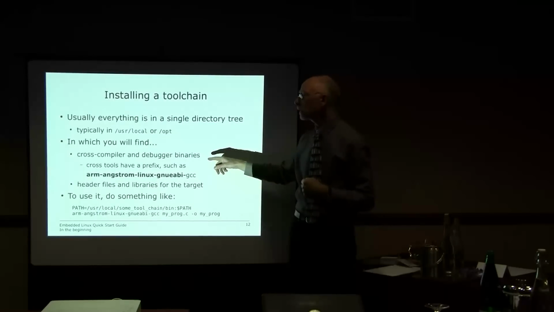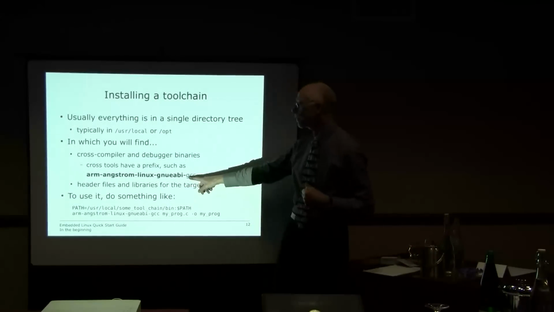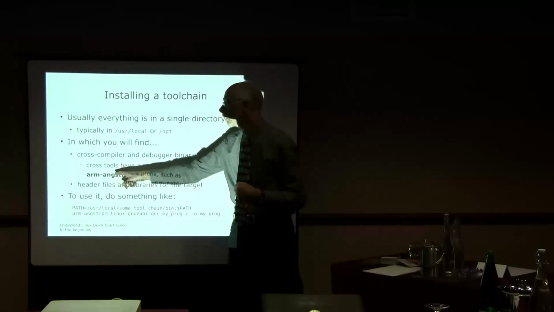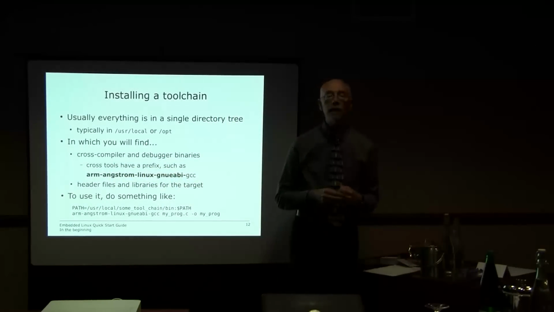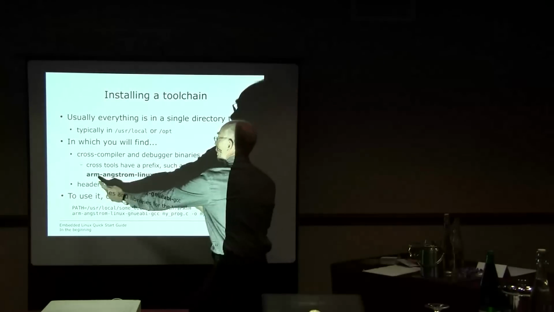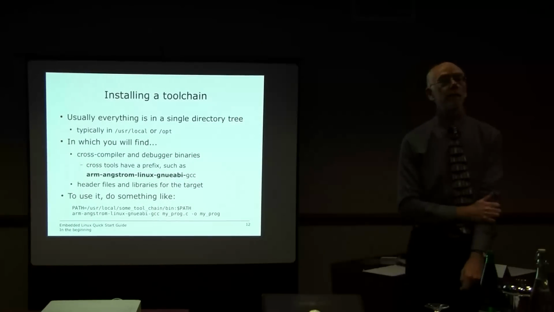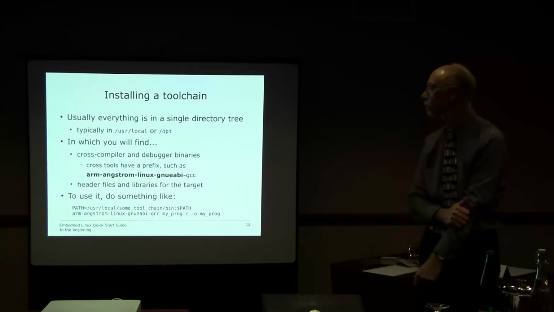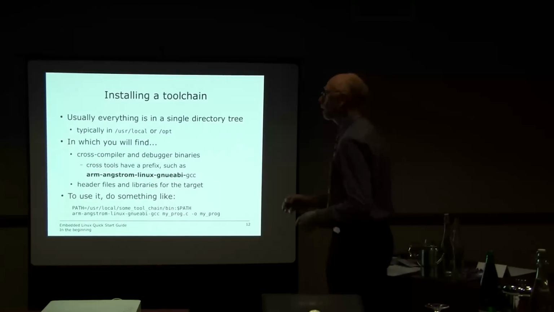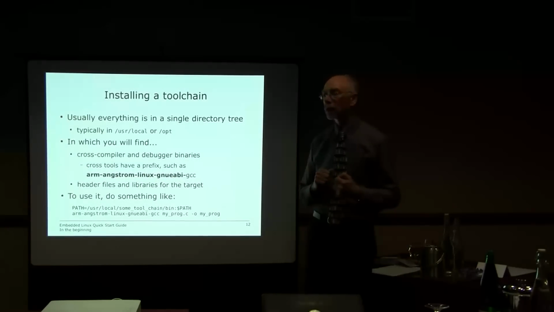Typically the cross tools have a prefix. So instead of simply typing gcc, you'll type something like arm-angstrom-linux-gnueabi-gcc in our particular case. Now this prefix is different for every toolchain, but there will be one. And then also it will contain a bunch of header files and libraries.